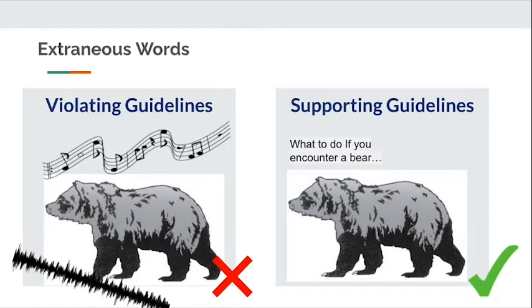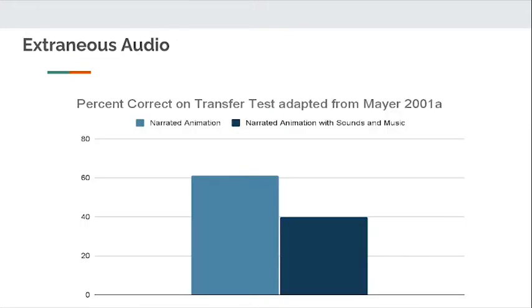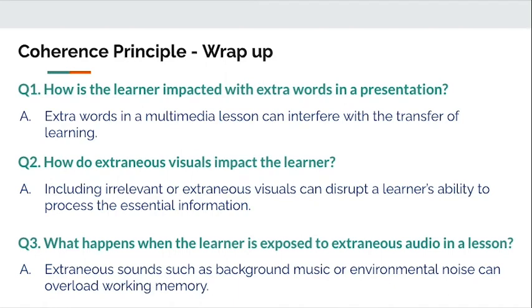Back to our example on what to do if you encounter a bear. Adding background noises such as bears growling or clawing with other various nature sound effects, these sounds are extraneous and end up proving to be distracting. Moreno and Mayer found evidence that adding such sounds during a narration will dramatically hurt the learning transfer of knowledge.